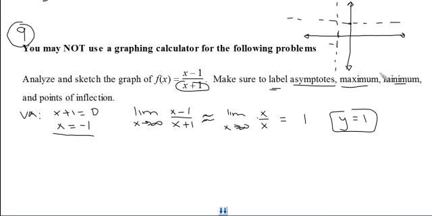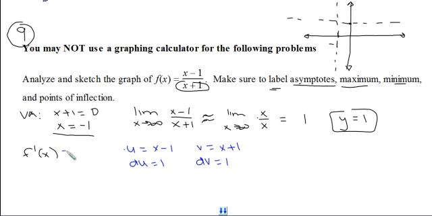So now I'm going to find the maximum. To find the maximum, I have to take the derivative. So to take the derivative, I'm going to use the quotient rule. So u is x minus 1, v is x plus 1. The derivative of u is 1. The derivative of v is 1.